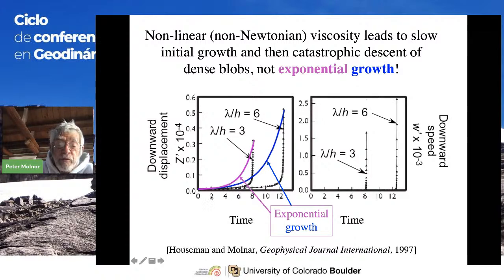With non-Newtonian viscosity, you have almost no growth and then catastrophic growth. And more spectacularly with downward speed. You don't see any hint of downward speed, and then all of a sudden, off it goes, very, very fast. Very, very rapid growth in here. Different wavelength to thickness ratio. It takes longer to start, but then again, very, very rapid growth, catastrophic growth.